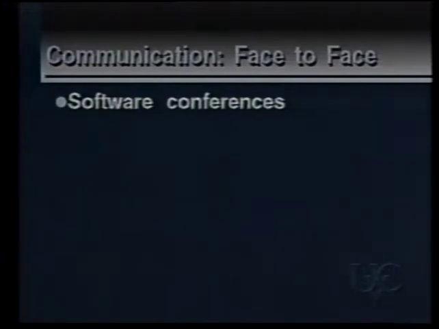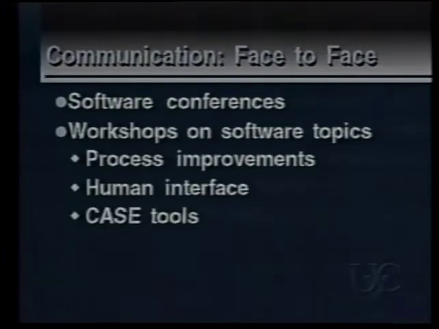What we also wanted to do in Schlumberger was make sure that the software developers had opportunities for other types of face-to-face interaction besides just being together in some of the courses and training sessions that we held. One of the things that we did was help put together software conferences on all sorts of topics, including process improvements, no surprise, human interface development, taking a look at case tools, particularly upper case tools, and traveling around a lot to make sure that we met the people with whom we were working and knew what the problems were that they were facing.